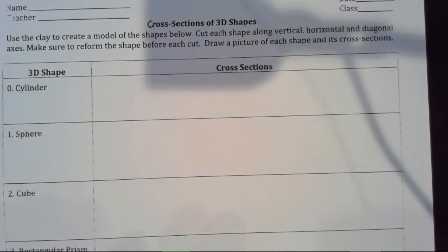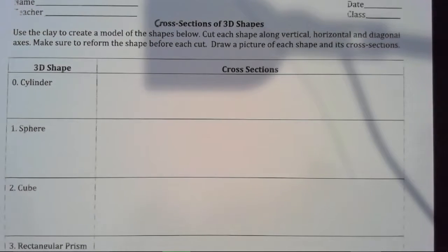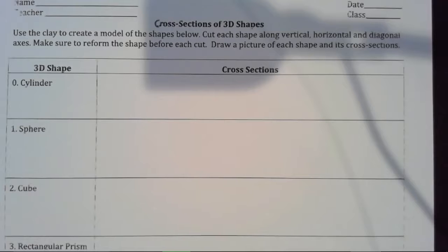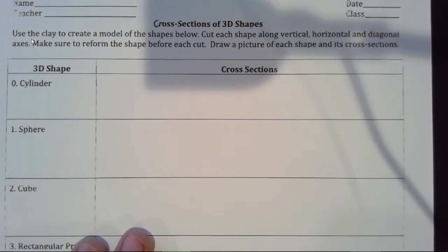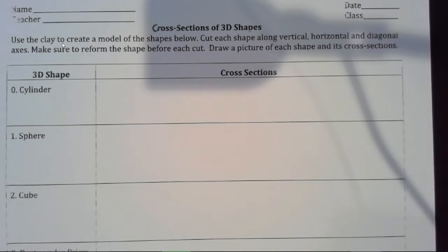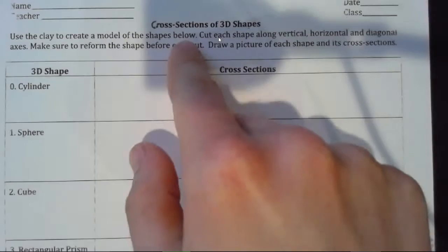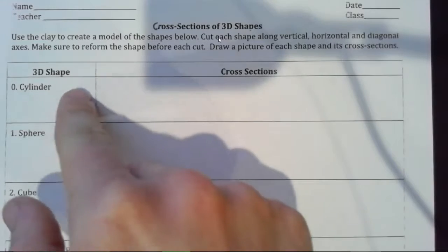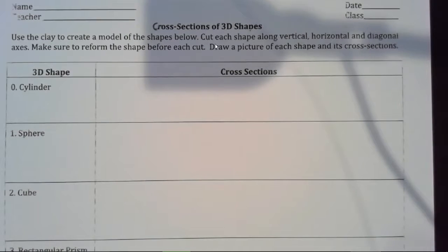In this video, we're going to talk about cross sections and see a little example of what a cross section looks like. And then we're also going to look at what it means when we say solid of revolution. On this sheet, you're going to make a clay model, or actually a Play-Doh model, of each of these shapes, and then you'll cut it along a vertical, horizontal, and then diagonal line, and draw a picture of each of the cross sections.